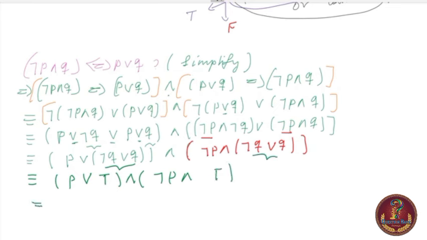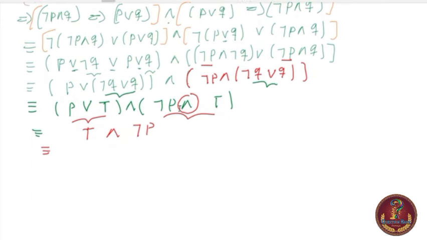So finally you can see that this is P or T is T, because a tautology disjunction with any proposition P is tautology, and here we have the negation of P or P, a tautology with disjunction with P is always a tautology, and here also the disjunction between a tautology and a proposition is the proposition itself. So lastly, you can see that our result has reduced into tautology and negation of P, which gives the result for negation of P.